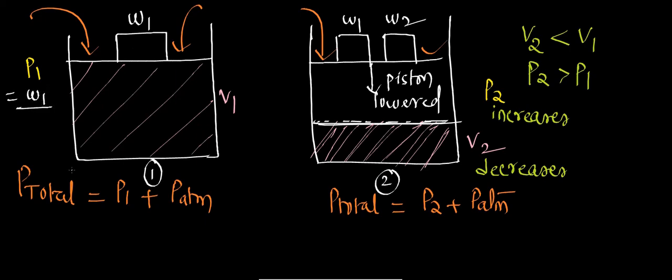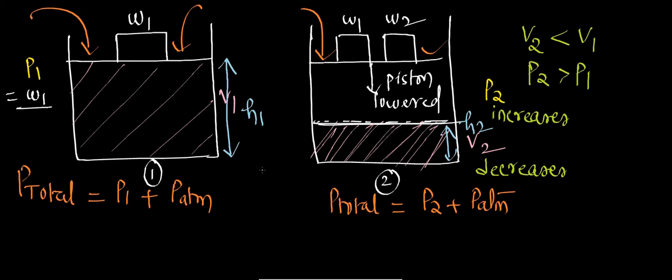Let me assume, if you take the whole container, the area is the same. There is only a difference in the height. This is the height of the gas in the first case, H1, but this is the height of the gas in the second case, H2. The overall area of the container is the same. Only there is a difference in the height and volume of the gases, but the area remains the same because you are using the same container.